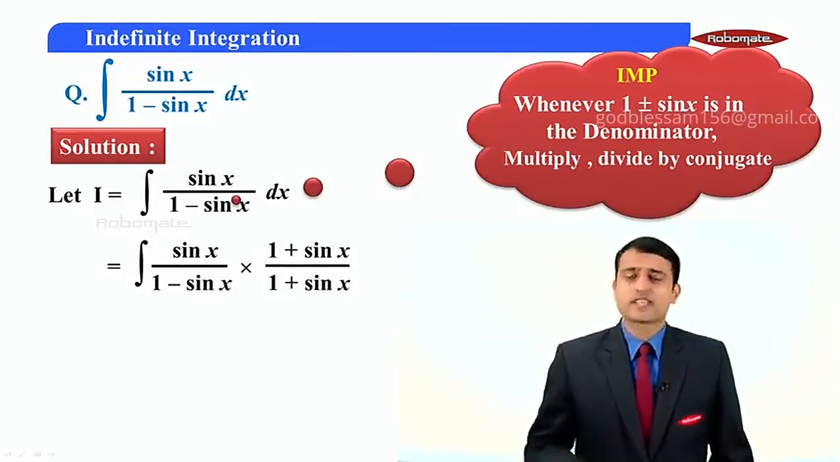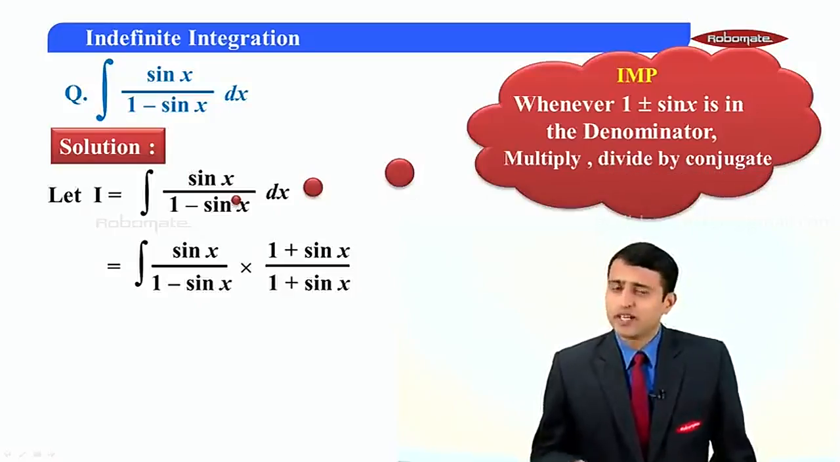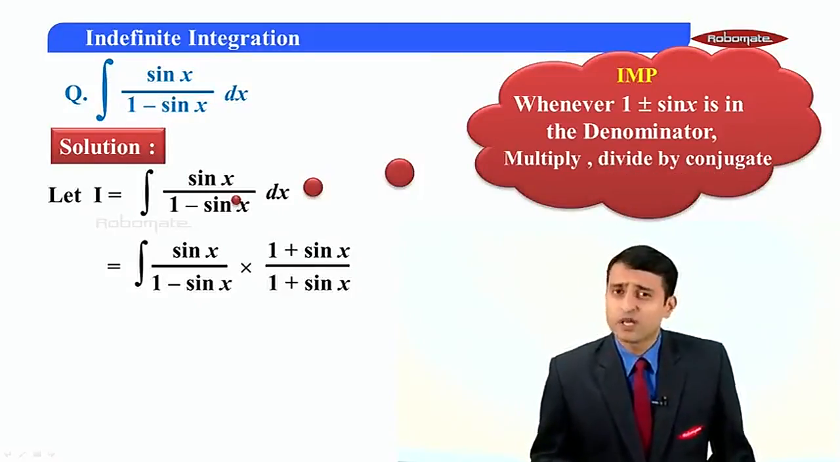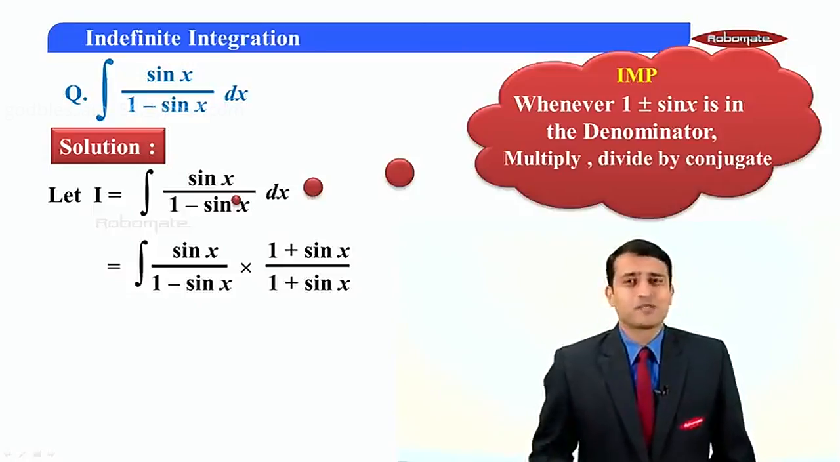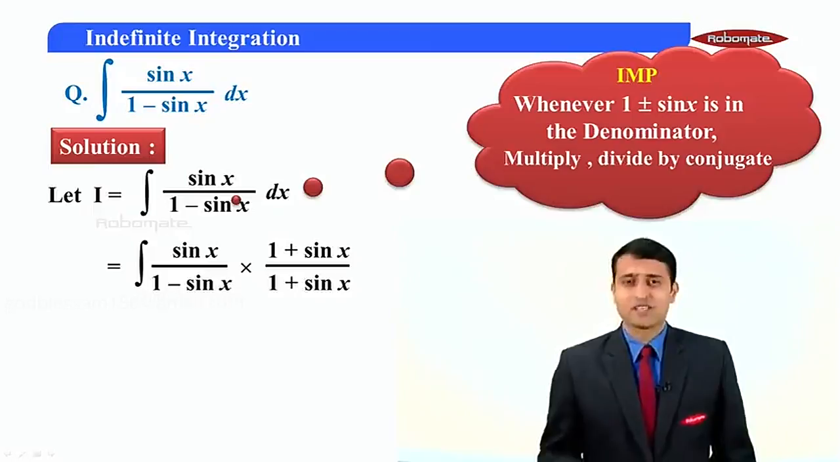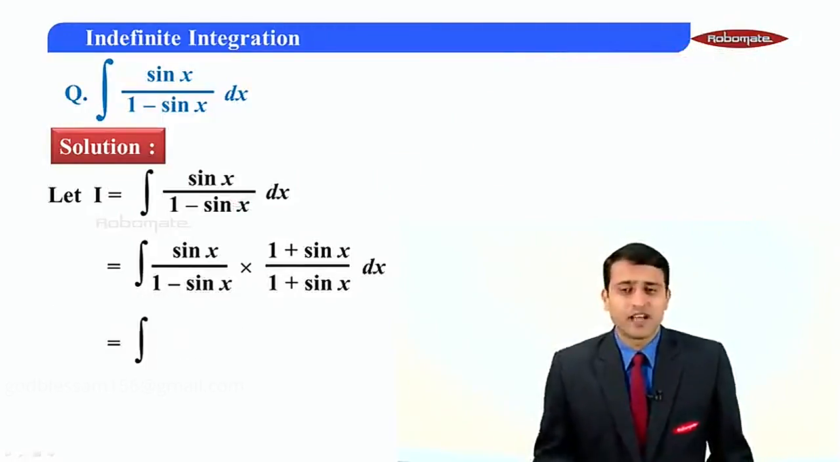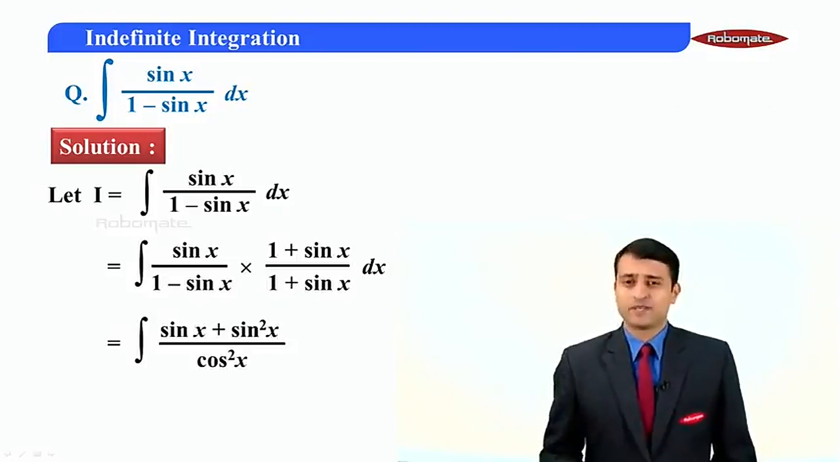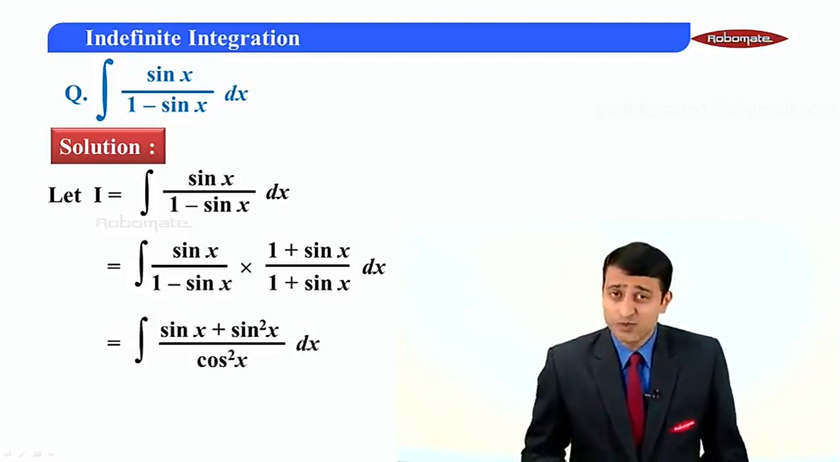Okay, so in the next step what am I going to do? I am going to write the denominator as cos square. Now you will be wondering why cos square? Students, if you observe, what you have is 1 minus sin x into 1 plus sin x, which is 1 minus sin square x. So in the next step, what will I find is sin x plus sin square x upon cos square x. Obviously dx has to follow.